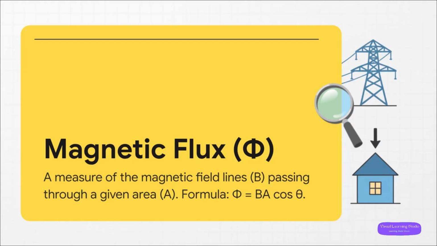And this analogy perfectly explains the formula. Flux, which we call phi, is just the magnetic field strength, B, how hard the rain is falling, times the area, A, how big your notebook is, times the cosine of the angle, theta, which is all about how you're tilting it. See? Maximum rain when it's flat, less rain when it's tilted.